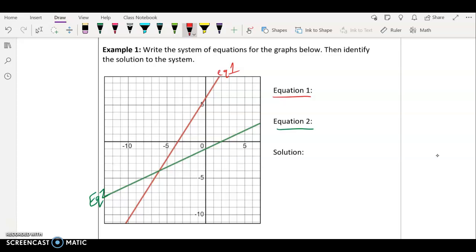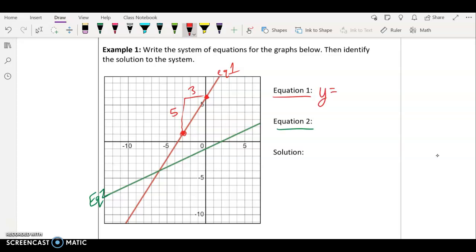Okay. So for the equation of the first one, first let's find our y-intercept. It is at 6. So that's the b value. And then we need 2 points in order to find our slope. So I need another point. Here's a good one. And then we find our rise and our run. So it's rising 1, 2, 3, 4, 5, and running 3. So let's write our equation.